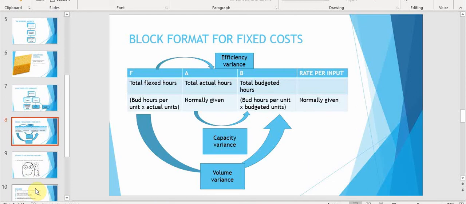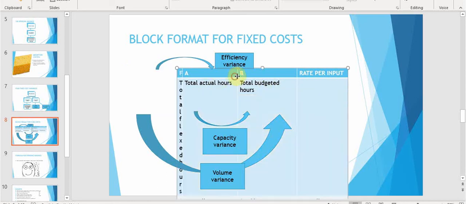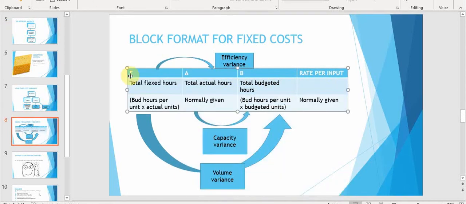Right. As always, I like to use a block format to do my calculations in terms of efficiency, capacity, and volume variance. To do that, I use the abbreviation that I like to call FAB. So FAB, as you can see there. The F stands for total flexed hours. The A stands for total actual hours. And the B stands for total budgeted hours. And then in the last column, we have the rate per input.